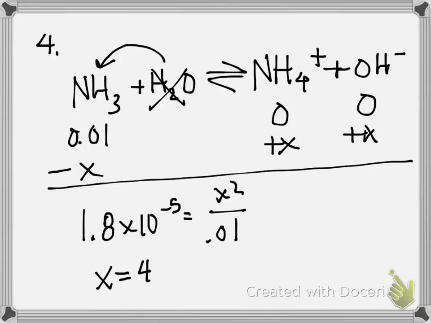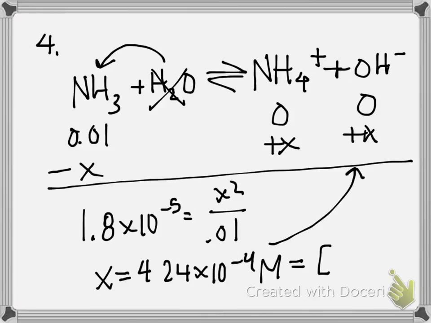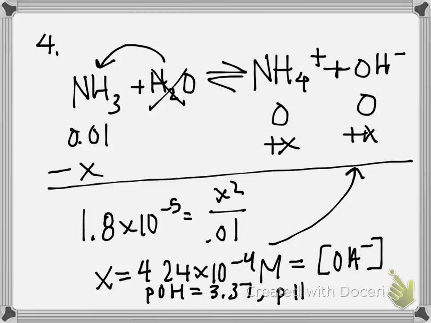X equals 4.24 times 10 to the negative fourth. The only difference you have to realize this time is that x is equal to OH minus. So if I take the negative log of it, I get my pOH. So pOH is 3.37. So my pH is going to be 14 minus that, 10.63.